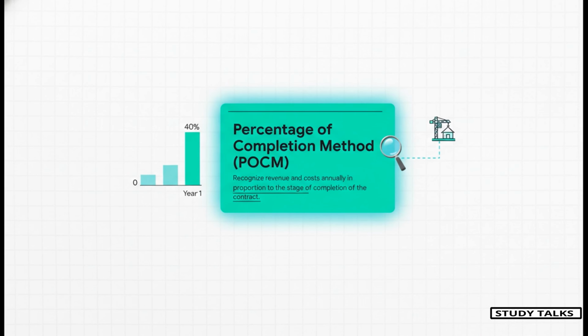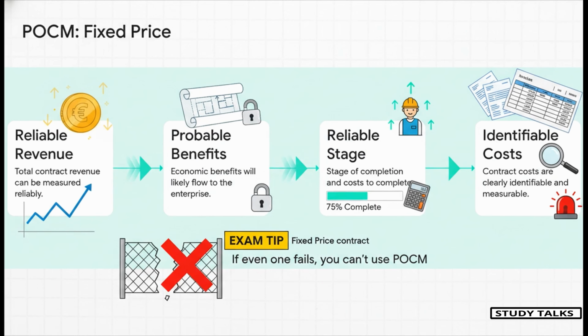Think of it like this. If you're 40% done with the project at the end of year one, you get to book 40% of the total revenue and 40% of the total costs in that year. It's just the matching concept in action. You're matching the income you've earned with the expenses you had to pay to earn it. Makes sense, right? But hold on, you can't just use this method whenever you feel like it.